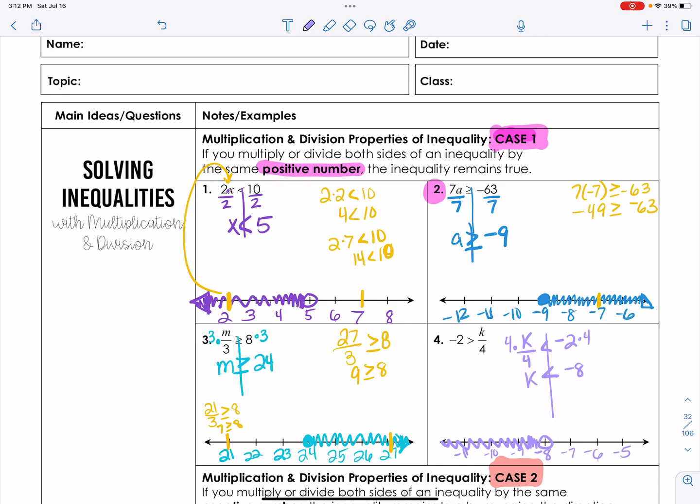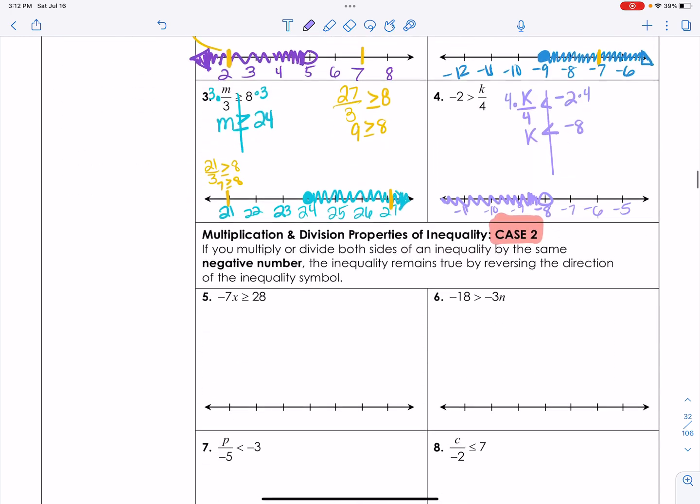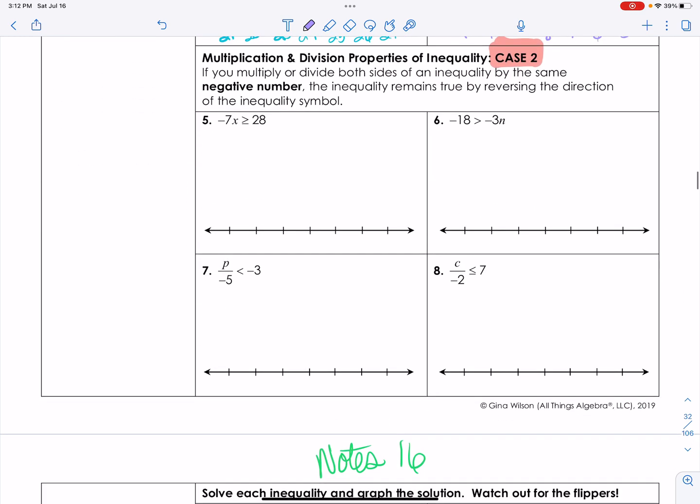Okay, case 1. It's the easy case. You're just adding or multiplying or dividing by a positive number and you just do the math like we've been doing. Okay, deep breath. Case 2. This is the one that, like I said, my kids still struggle with that I'm teaching.